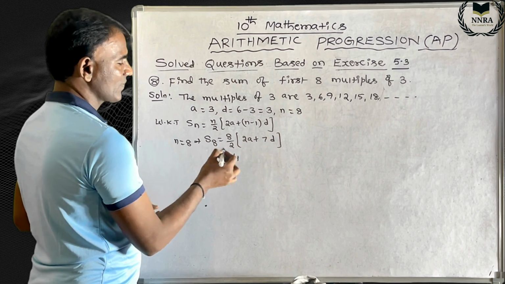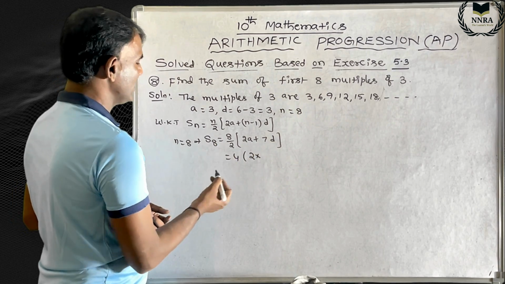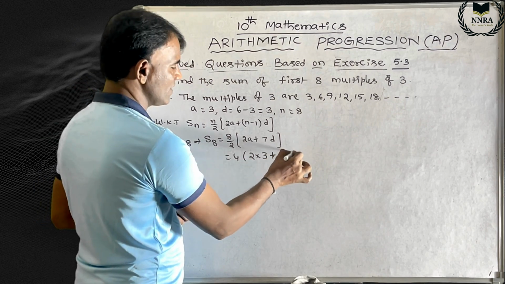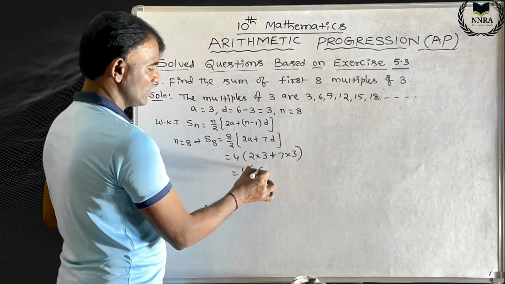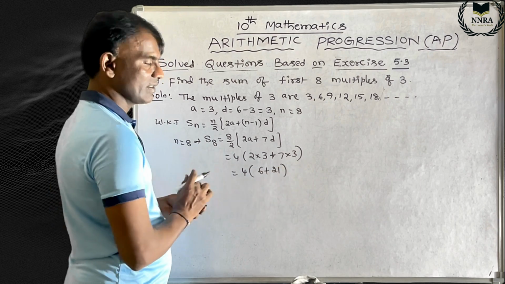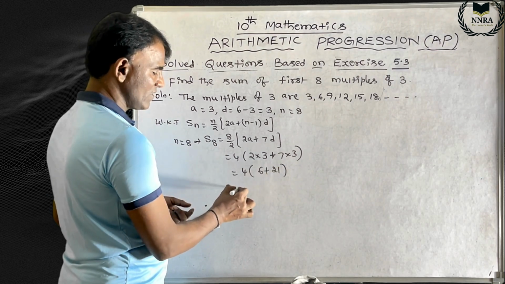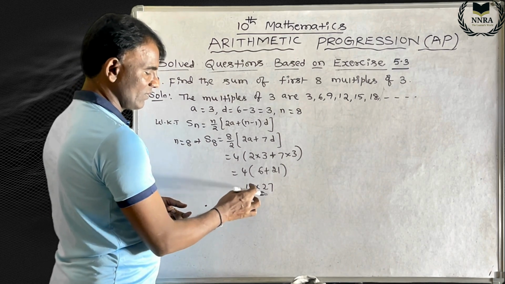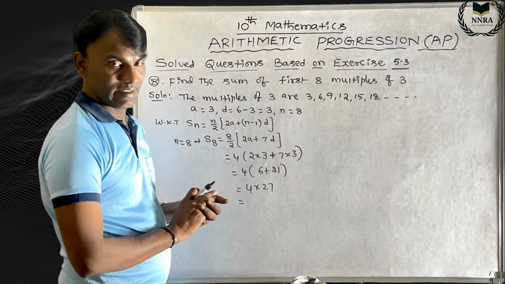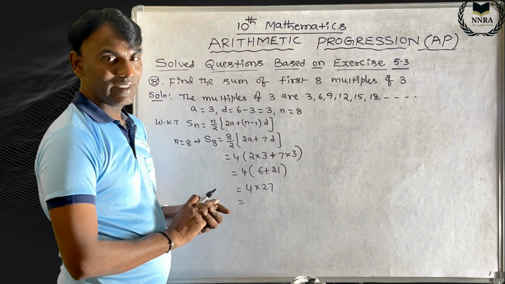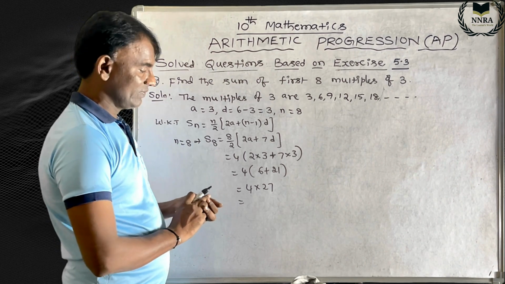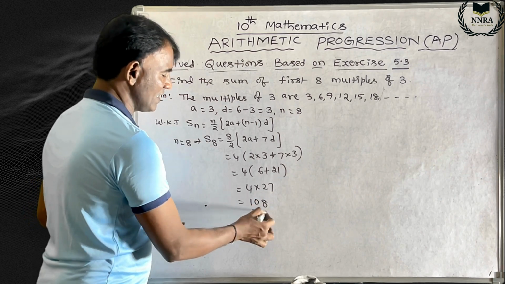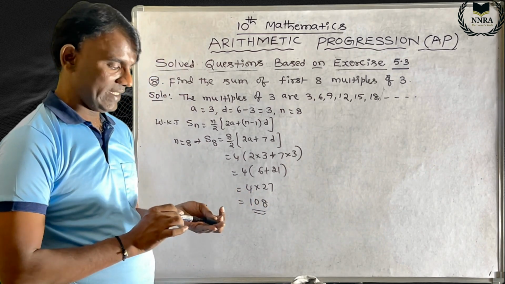So it is 4. Then 2 into a, what is a? 3. Plus 7 into d, what is d? That is also 3. Then 4 into 6 plus 21. So 21 plus 6 is 27. Then 4 into 27. Then 4 into 20, 80. 4 into 7, 28. Correct? Then 80 plus 28 is equal to 108. That is the answer. Yes, S8 equal to 108.